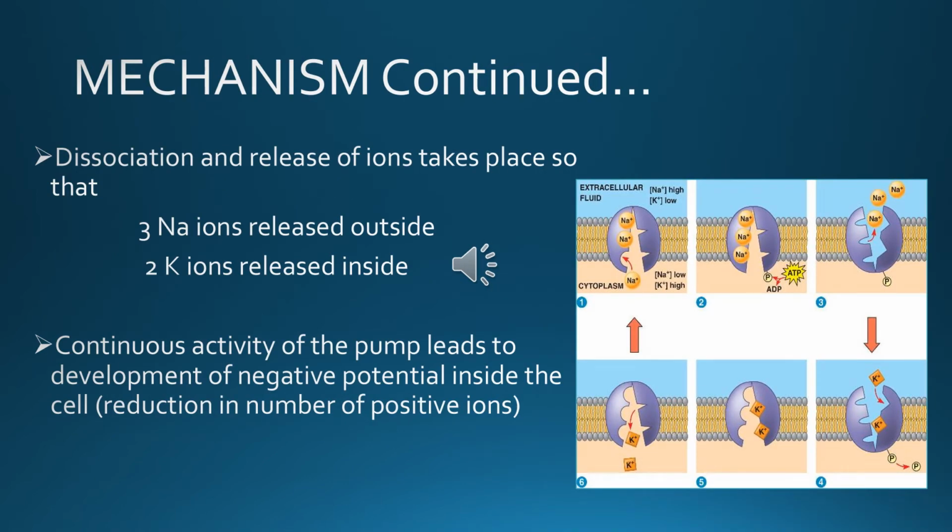This means that for every 2 potassium ions that are pumped into the cell, 3 sodium ions are pumped outside the cell. So there is a net loss of 1 positive charge for this cell. When this sodium potassium pump continues to function, there develops a negative potential inside the cell. We know that the resting membrane potential of a cell is in the range of -90 to -70 millivolt depending on the type of cell. Anyways, the resting membrane potential is a negative potential, and the sodium potassium pump helps in the development of this resting membrane potential.